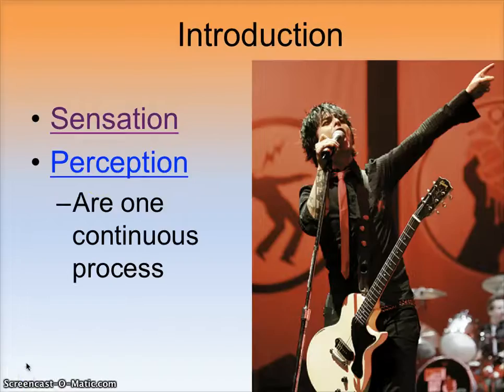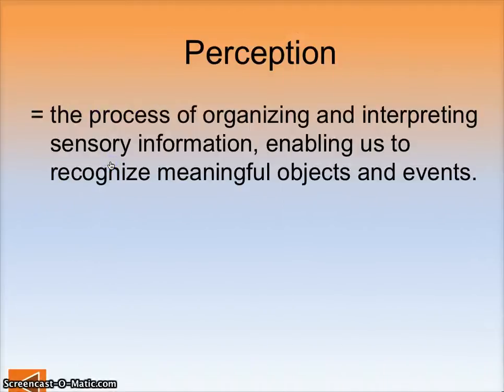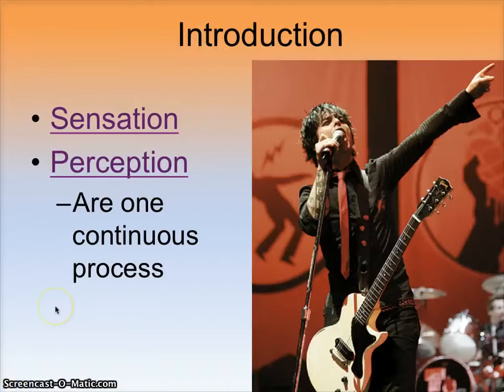But before we get to that, perception is this idea of organizing and interpreting all that sensory information. And this enables us to recognize and make meaning out of objects and events. So it could be something from, I smell my mother's favorite chocolate chip cookies baking in the oven when you get home from school, to, oh, remember that song from the summer before freshman year? That was so cool. All of that is encompassed in perception. So yes, they are one continuous process.